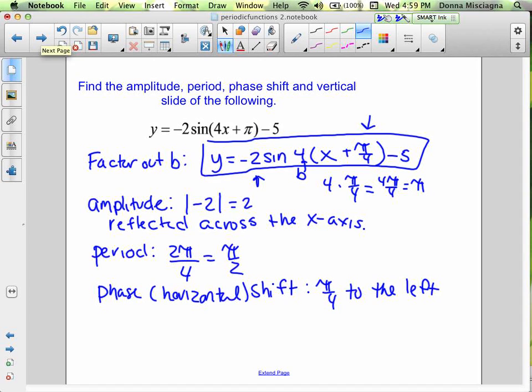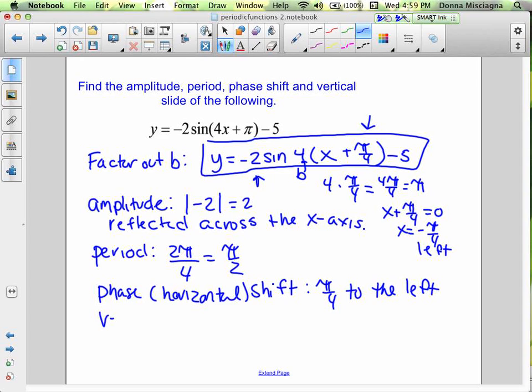All right. The other way we can find it, right, is to take x plus pi fourths and set it equal to 0. And we'd have x equals -pi fourths. If we're setting it equal to 0, this negative means left. But if it's in the parentheses still, that positive means left.